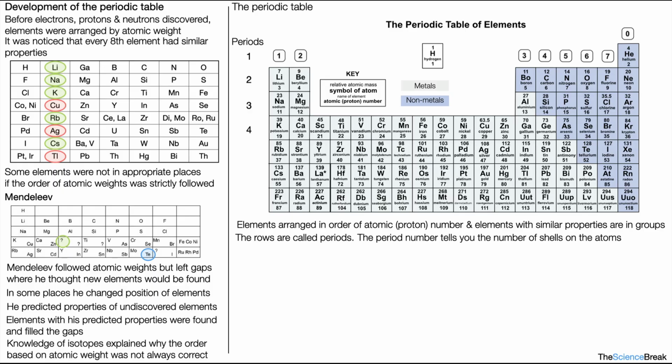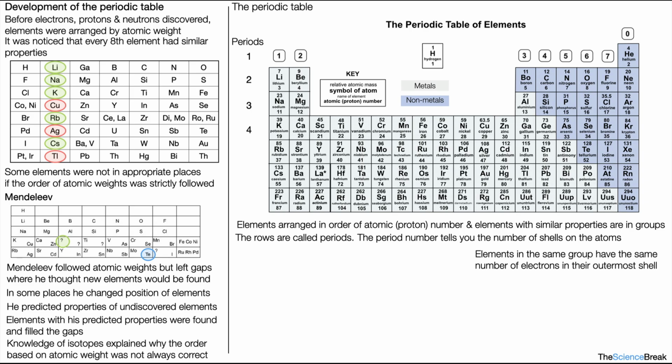The period number tells you the number of shells on the atoms. So elements in period 4 have 4 shells. The middle block of the periodic table, from there to there, contain the transition metals. So that's all the elements in between group 2 and group 3.